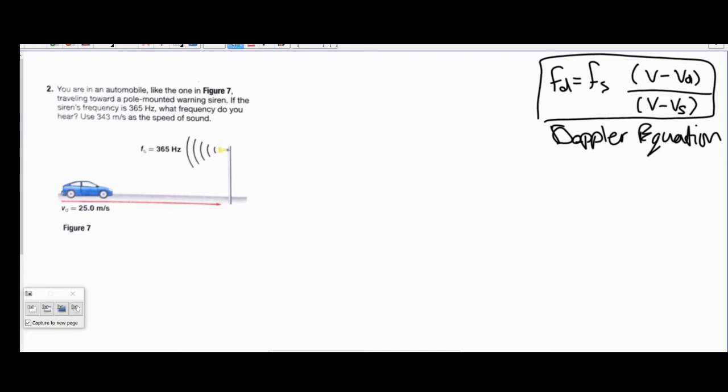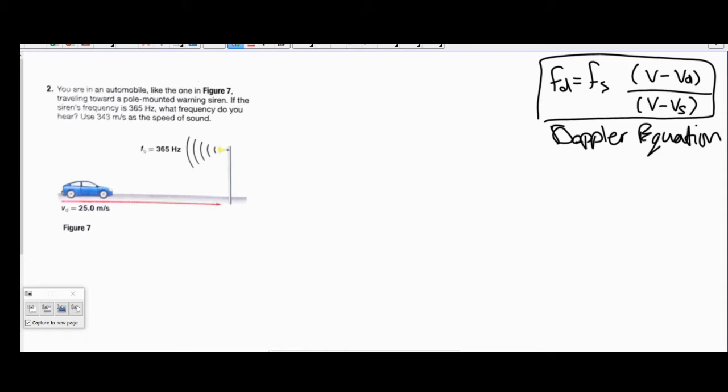Let's read question number 2 together. We're in an automobile like the one in figure 7, traveling towards a pole-mounted warning siren. If the siren's frequency is 365 hertz, what frequency do you hear? Use 343 meters per second as the speed of sound.